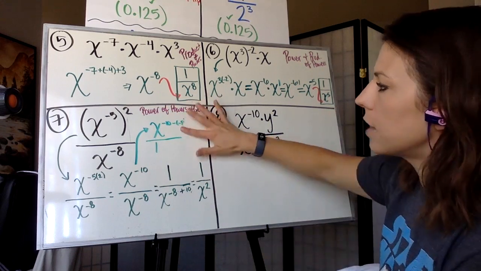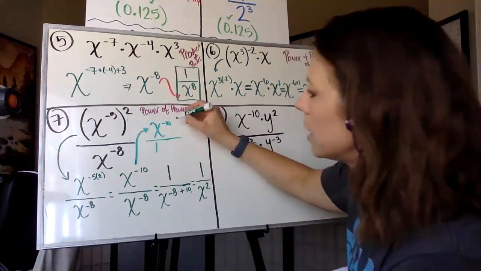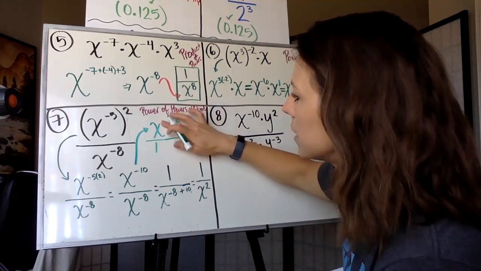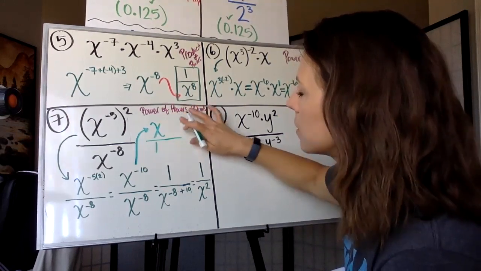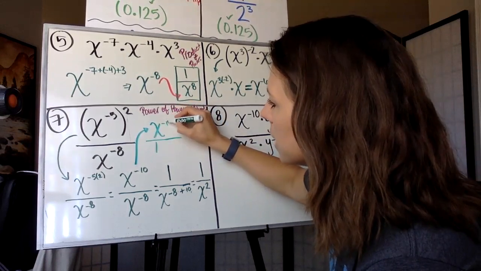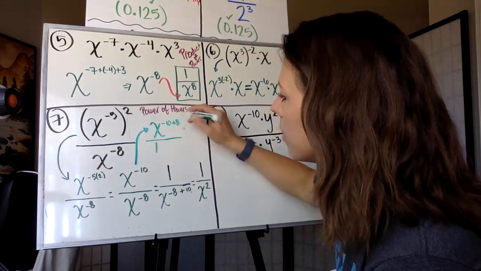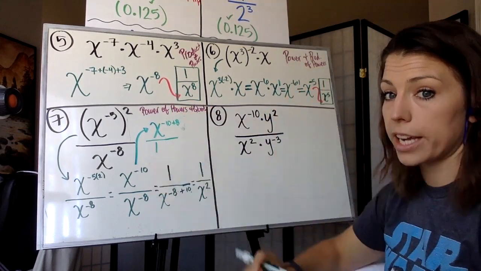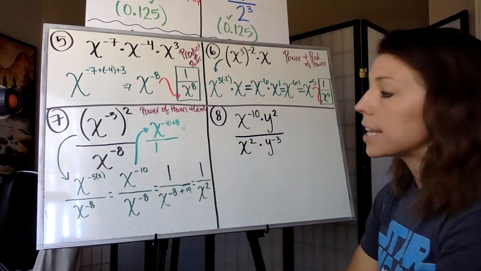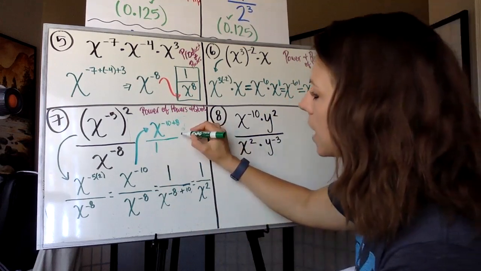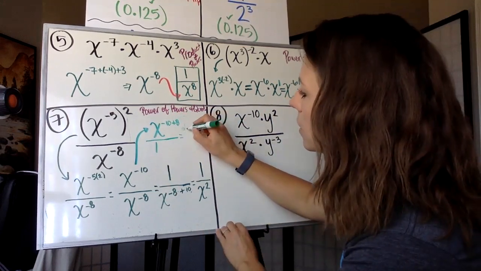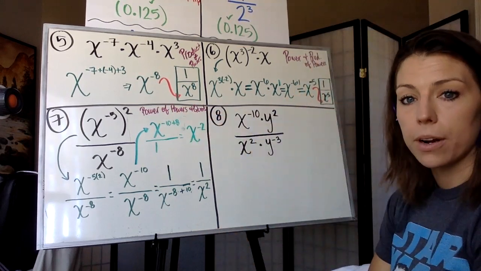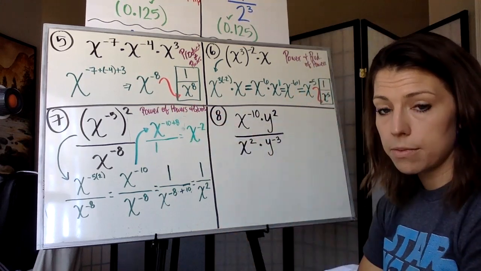Well, negative 10 minus negative 8 is equivalent to negative 10 plus 8, if subtracting a negative is equivalent to adding a positive, right? Let me rewrite that so it's a little bit clearer. So this is negative 10 plus 8, okay? Again, in the numerator, because you decided that there are more x's in the numerator. What is negative 10 plus 8? Negative 10 plus 8 is negative 2. So now your answer is x to the negative 2 power, which is in the numerator, right?